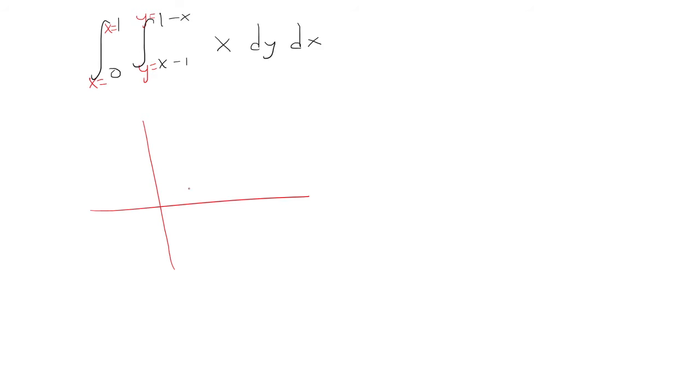So if we graph this, we graph x minus 1 and 1 minus x. They're both going to intersect at 1 comma 0. And x has to be between 0 and 1. So we know we're going to be in this area. And then it goes from x minus 1, which is the red line at the bottom, and then we're going to go all the way up and hit 1 minus x, which is this. So basically, this is the region that we're interested in.